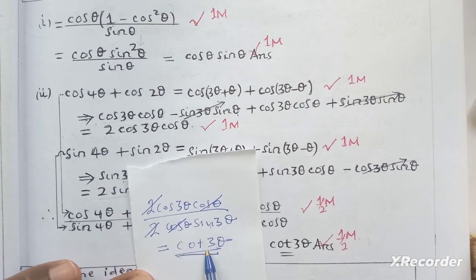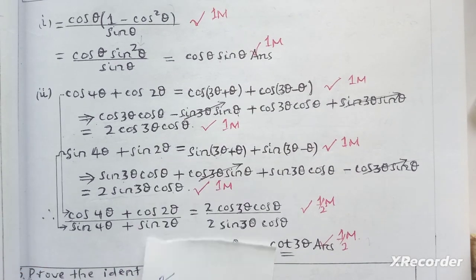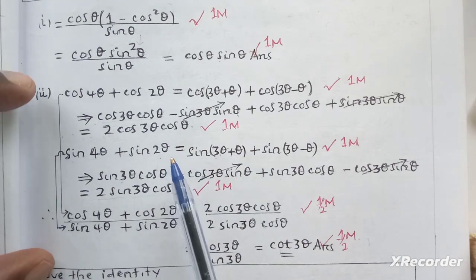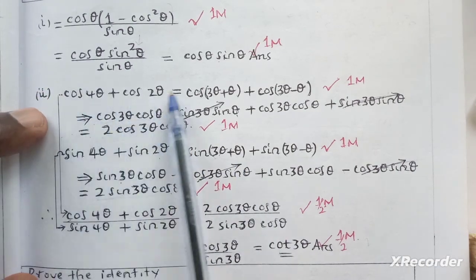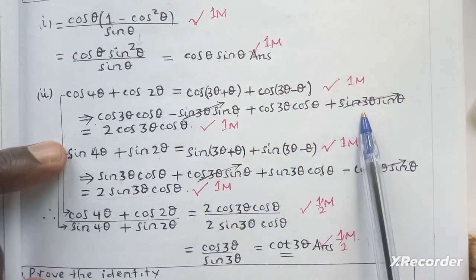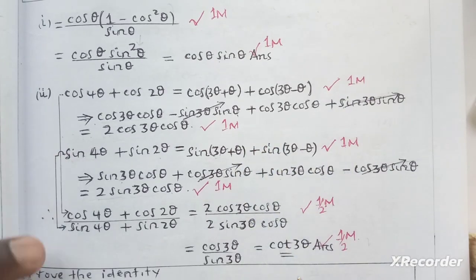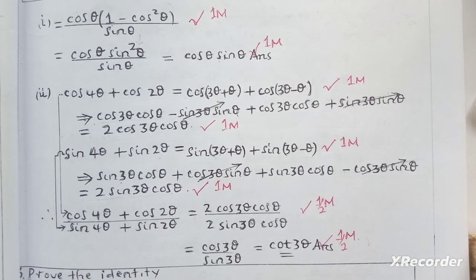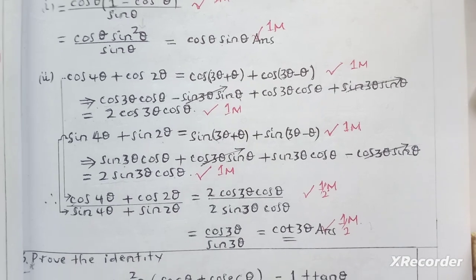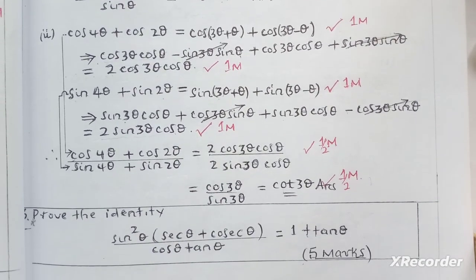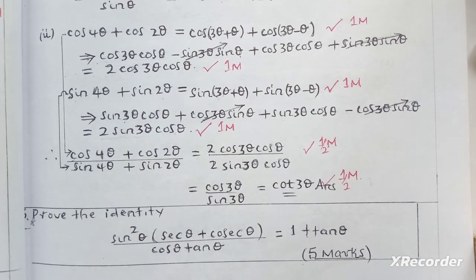This is our cot 3 theta, and this is what we have gotten. So we follow that route from here. We do it systematically, and we attain our marks as shown. And so we go to the next question, which is prove the identity. I'll do this one also and see what we can get.